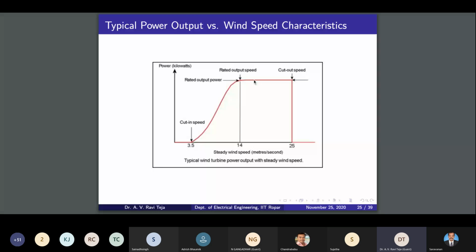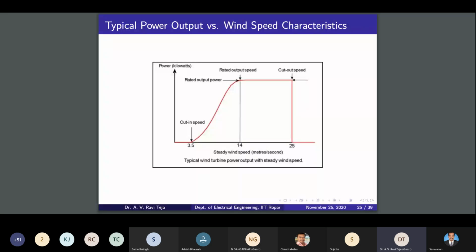Pitch angle control works by aligning the blades in the opposite direction so that lift force is reduced. But to what extent? Only to some extent can I do that, only up to, suppose, 25 meter per second. After that, pitch angle control is exhausted. It cannot be tilted any further. It is already operating at maximum drag and minimum lift force, but still the wind speed has increased. Then what should I do? Then I have to lock the blades of the wind turbine and completely shut down.